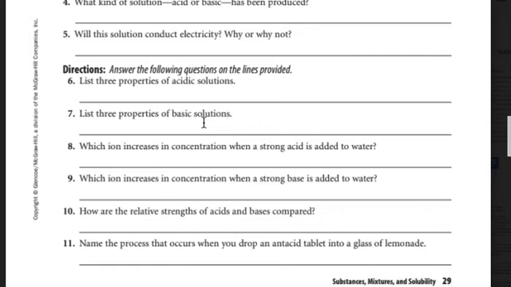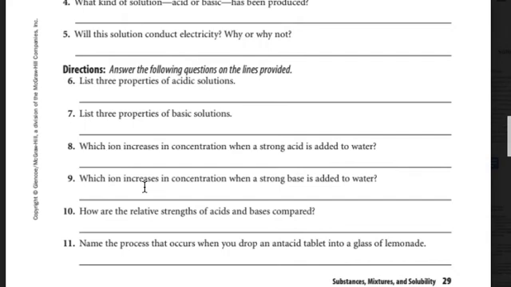Number 8, which ion increases in concentration when a strong acid is added to water? When acid is added to water, it separates into ions, and we know what acids are. They have hydronium ions. Number 9, which ion increases in concentration when a strong base is added to water? Well, the opposite. In this case, strong bases we know produce the hydroxide ion, which is OH negative. When that's dissolved in water, it produces that OH negative. Hydroxide ion for number 9.